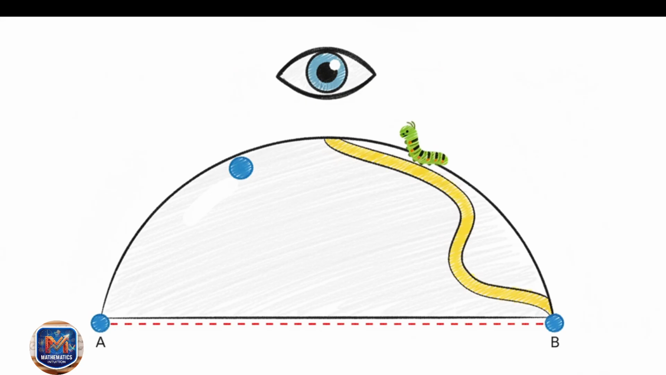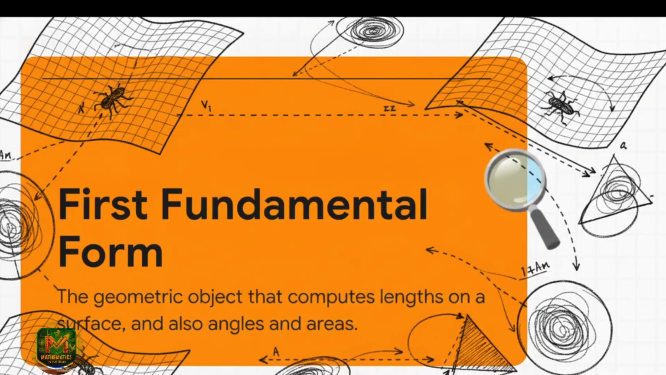But a bug trapped on the surface, it can't fly through the air. To measure distance, that bug must walk along a curved path that is completely glued to the geometry of the surface. Their measurements of the exact same 2 points are going to be totally different. We need a tool that does the math purely from the bug's perspective. And this is where the first fundamental form comes in. Think of it as the ultimate mathematical translation device. It's a geometric object that takes the coordinates from our flat 2D patches and uses them to calculate the true lengths, angles, and areas, precisely from the bug's perspective, accounting for absolutely every curve and dip in the 3D geometry.